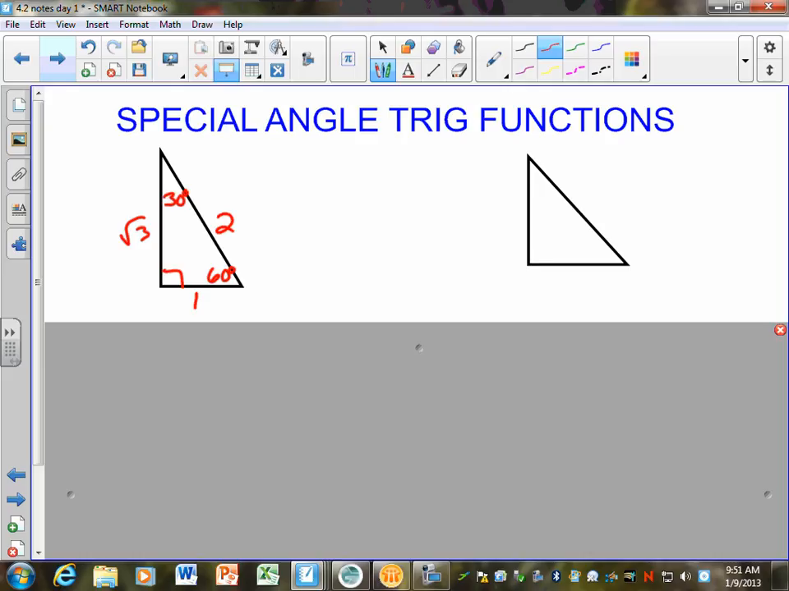The other lovely triangle that we like to deal with is an isosceles right triangle. Remember what isosceles means? 2 of the sides are the same. So if 2 of the sides are the same, that means these 2 angles are also the same, which would make that 45 degrees in each one. 45, 45, 90.